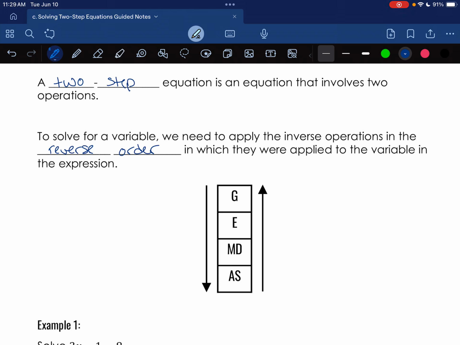So let's think about this like putting on your socks and shoes for the day. If I am getting dressed and I put my socks on and then I put my running shoes on and then I tie my shoes, that would be 3 steps, right? So like socks, shoes, tie shoes.